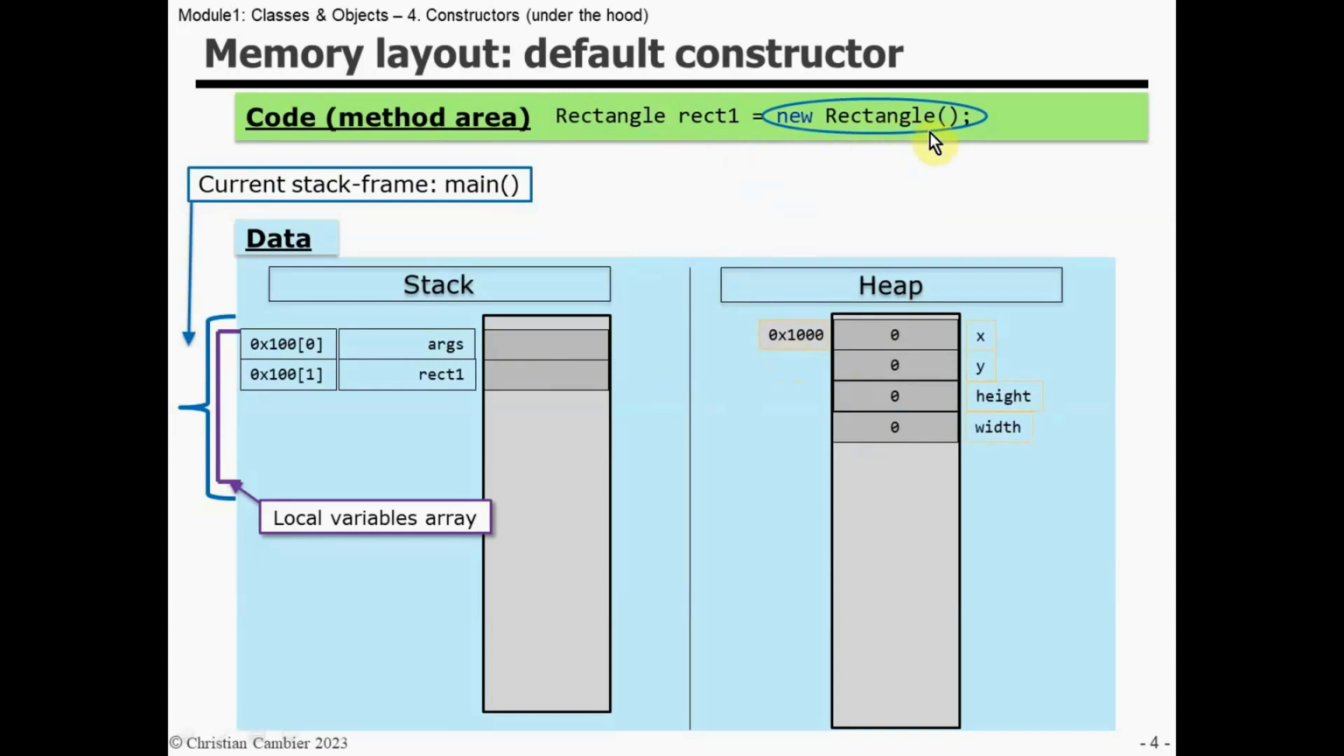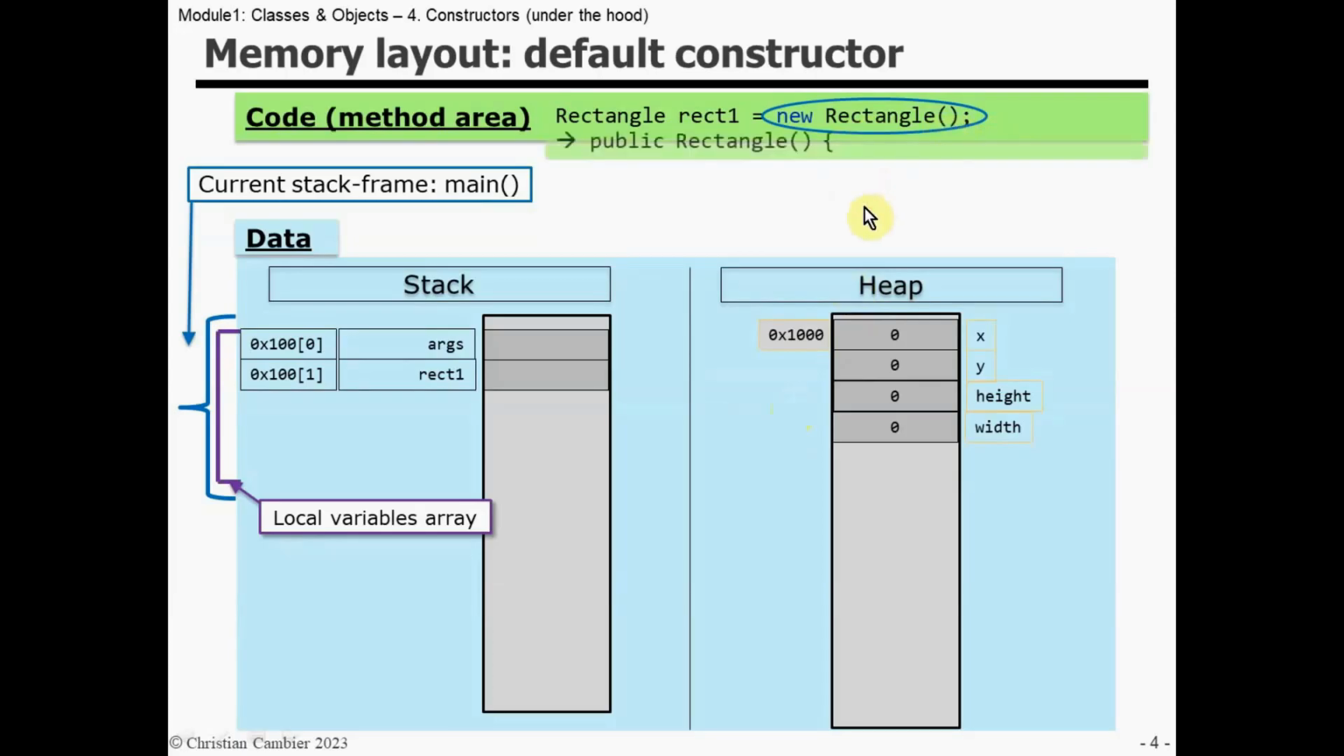So what happens when we do new rectangle? So the object is created on the heap thanks to the new operator, and as we saw in a previous video, initialization happens in a constructor. Which constructor in our case? The default constructor, the one that is invoked automatically when we don't pass any arguments.